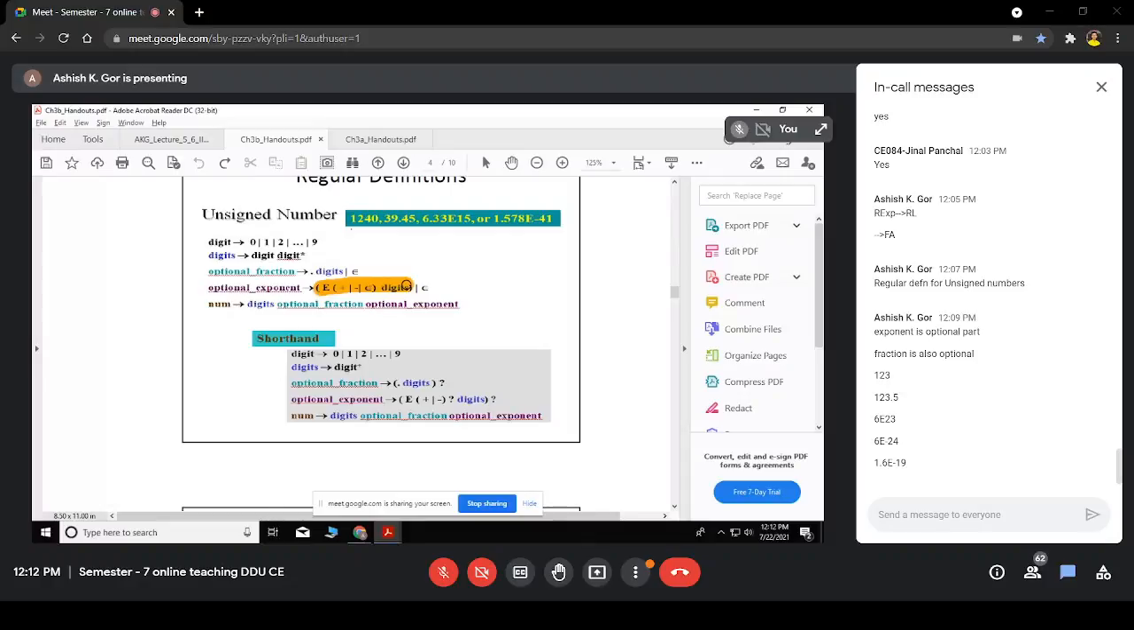Okay, and then number is what? Digits followed by optional fraction followed by optional exponent. And this is a regular definition for what? For unsigned numbers.